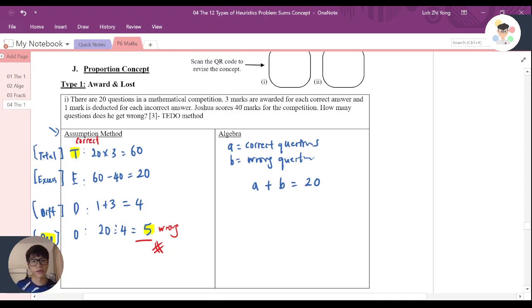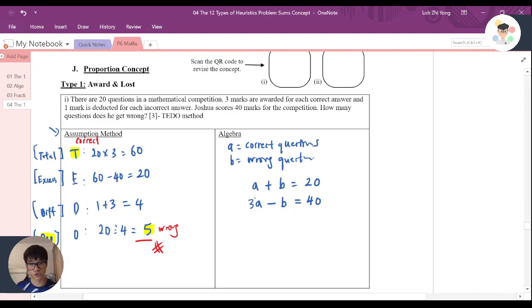Now, what they tell us is 3 marks is awarded for the correct answer, and 1 mark is deducted for each wrong answer. So I need to minus B, 1 mark for each wrong question, so 1B, which is B. And I know that my answer will be 40 in the end. Now, this is what we call simultaneous equations, where you have A and B. How to solve this?